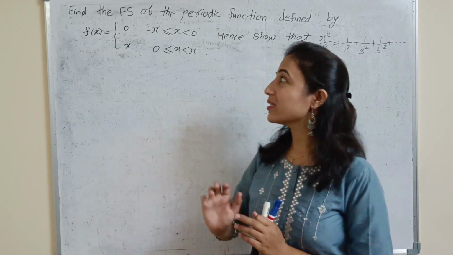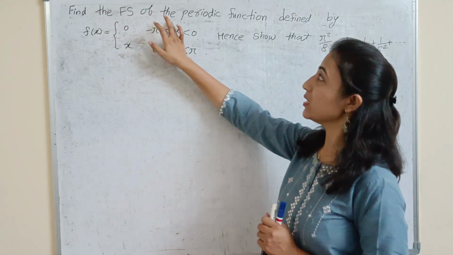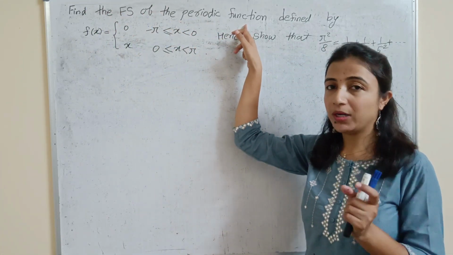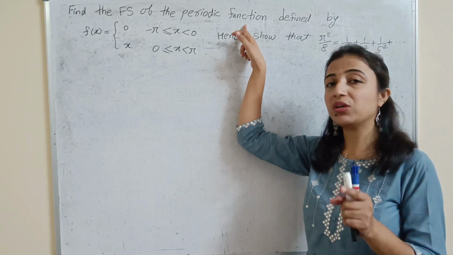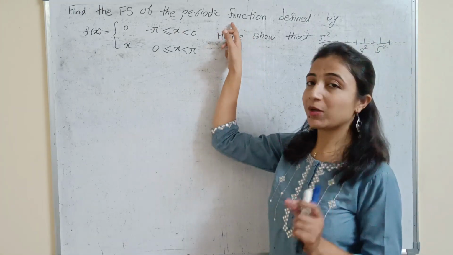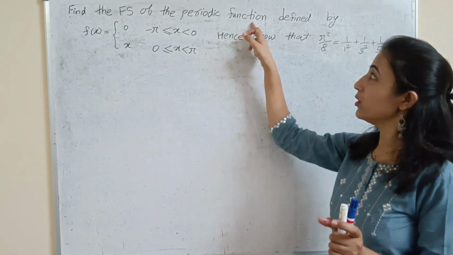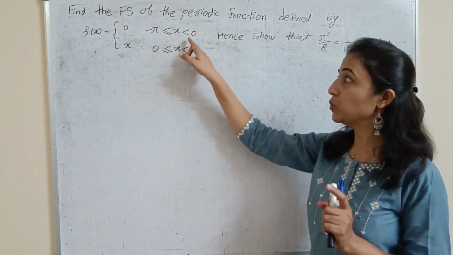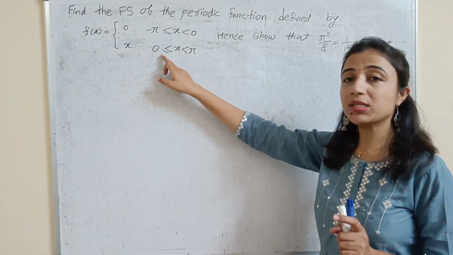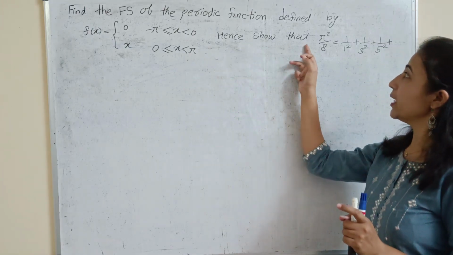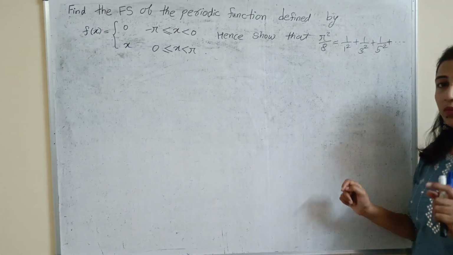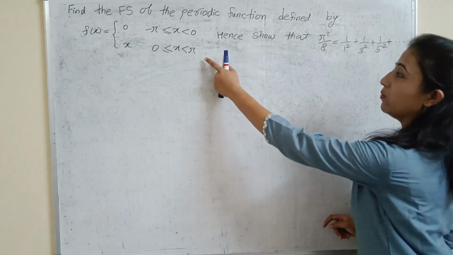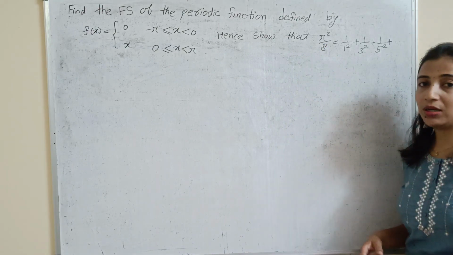Now, today we are discussing this example. Find the Fourier series for the periodic function. When we discuss the Fourier series, our function is always a periodic function, and for a periodic function we apply the Fourier series. Here they have specifically mentioned that our periodic function is defined by f of x is 0 in the interval minus pi to 0 and x in the interval 0 to pi. Hence, show that pi square by 8 is 1 upon 1 square plus 1 upon 3 square plus 1 upon 5 square and so on. So after getting the Fourier series, we have to prove the additional part.